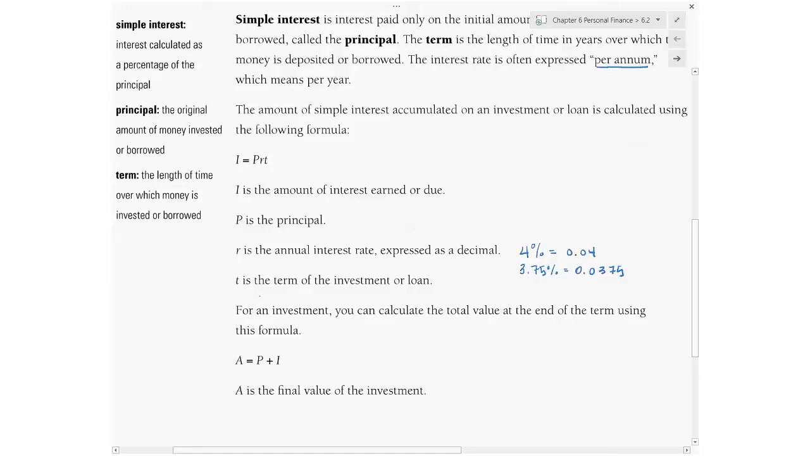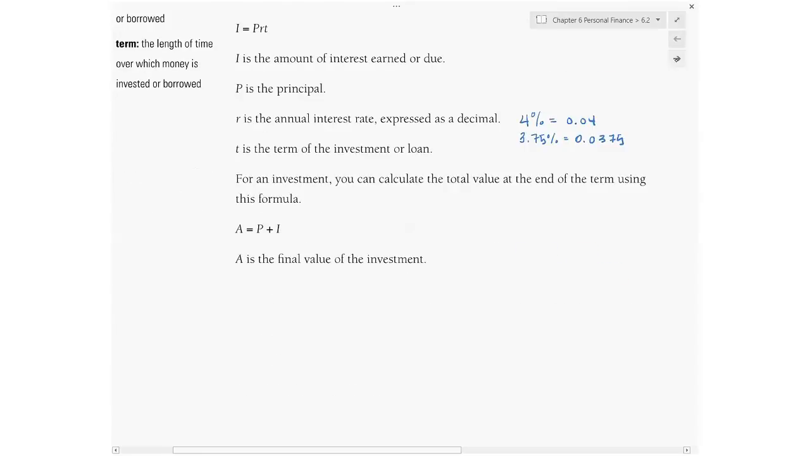Then you use the term of the investment or loan, the amount of time that it's there, to find out how much it's worth at the end. So say you invested $1,000. Times your rate times your term, that'll give you the amount of interest you'll get. Well, you still have that $1,000. You add the interest you get, and that'll be the amount. That's how much you have at the end.